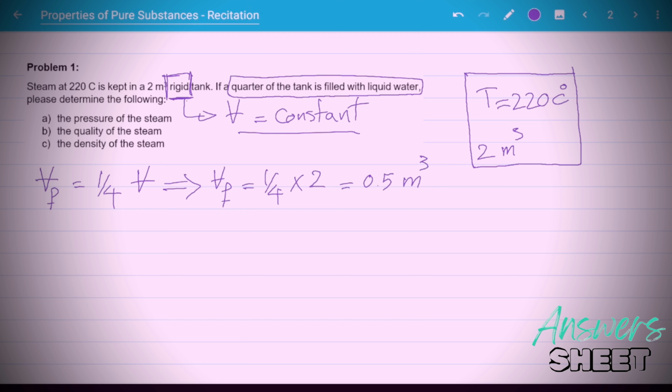So this should immediately give us a hint. Now we have 220 degrees Celsius steam in a tank, and only 1/4 of the tank is filled with water. So the rest is filled with vapor. So what this information gives us is that liquid and vapor are coexisting in the same tank. So that means that we are dealing with a saturated mixture.